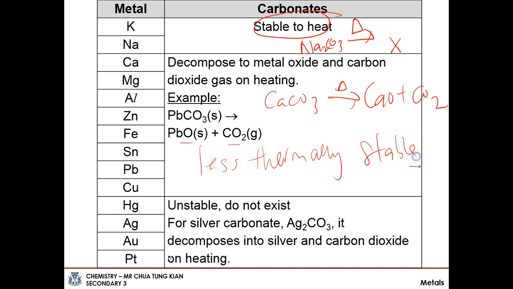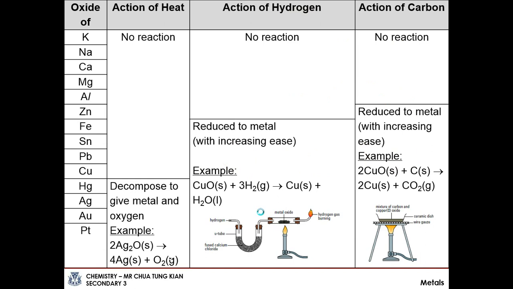So thermally stable means stable to heat. As we go down, right at the bottom, mercury, silver, gold, platinum, the carbonates formed are so unstable that they do not actually exist. They spontaneously decompose into the oxide and carbon dioxide, or they don't react with carbon dioxide at all. It doesn't react to form the carbonate at all. So based on the reactivity of certain compounds, we will be able to determine what kind of substance it can react with.